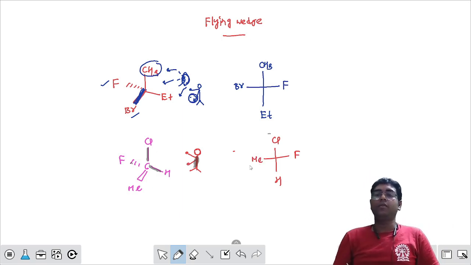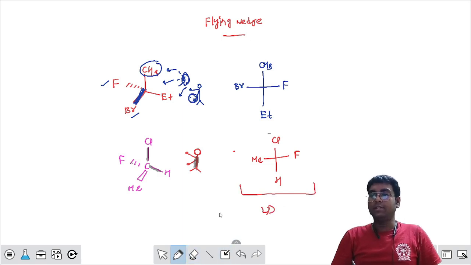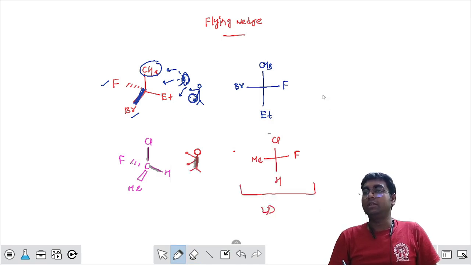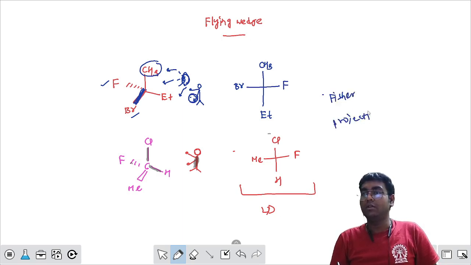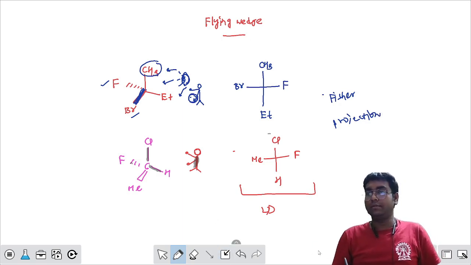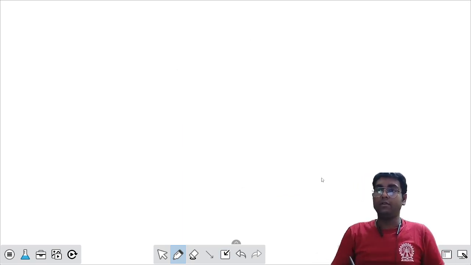Okay, so this way we have to interconvert between the flying wedge representation and this other one. And what is this representation? This is the 2D representation, and we have discussed earlier that this is not a representation, this is a projection. So this projection is called flying wedge, and this 2D projection is called Fischer projection. Is it clear? Now let's see the trick. What will be the trick?